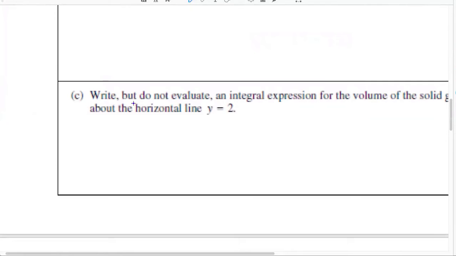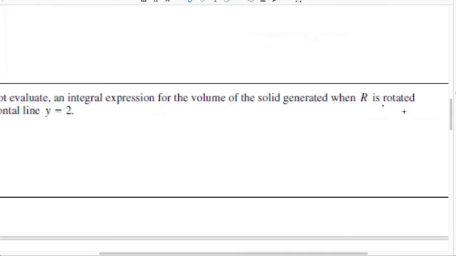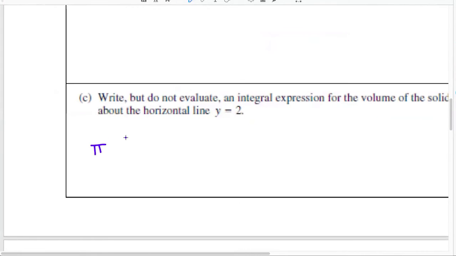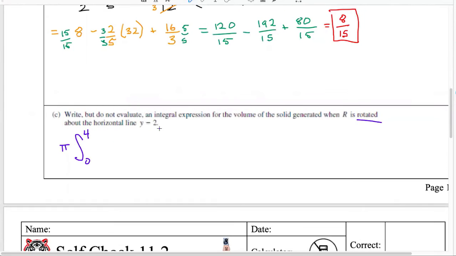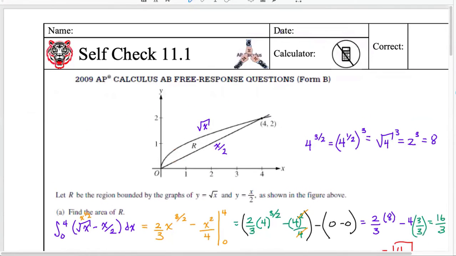And then our final question, C, write but do not evaluate. This is going to be the integral. I have pi also because I'm rotating, right? Whenever you see the word rotate, have a pi. 0 to 4. Okay, so it's going to be outer minus inner. Where y is equal to 2? I should graph that. Y is equal to 2 looks like this.